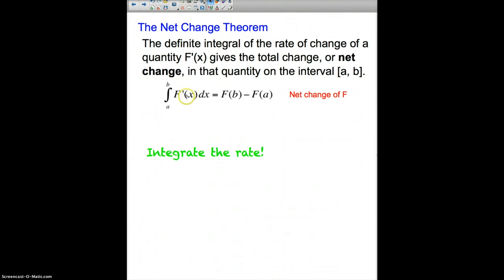Or if I want the net amount of change of the sand, so I know the rate that the sand is falling onto a pile from a conveyor belt, and I want to know the total amount of sand that is now on the pile, integrate the rate, and that gives you the total net change. If I know the rate that the temperature is changing, and I want to know the total temperature change, integrate the rate that the temperature is changing.